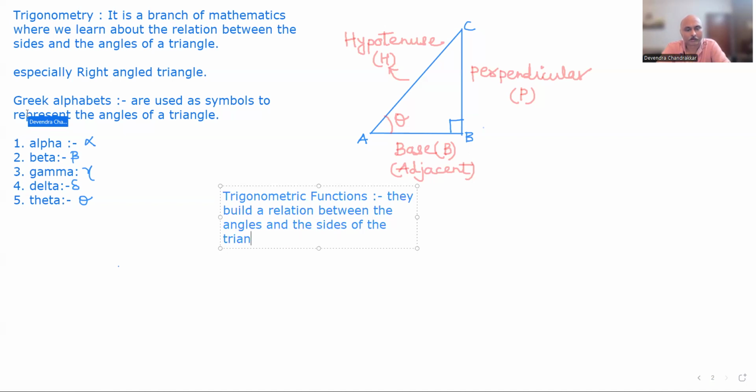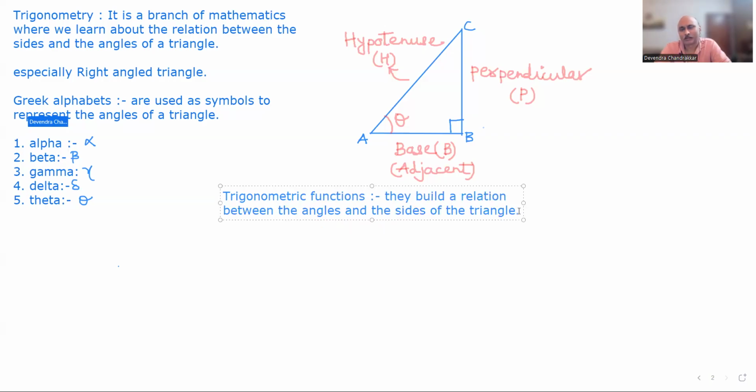Yes, the triangle which we are talking about. We can say trigonometric ratios also, right? For now it will take some time. It's the ratio of the sides which are responsible, right? And please mute yourself if there is background noise, it disturbs everybody. So trigonometric functions build a relation between the angles and the sides of the triangle.